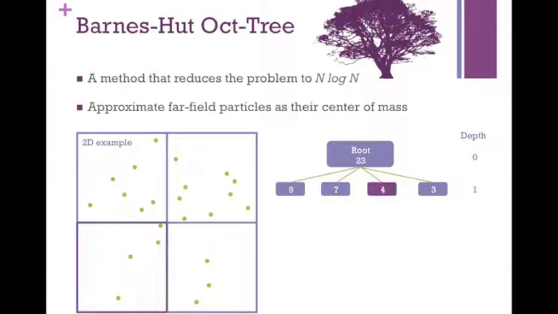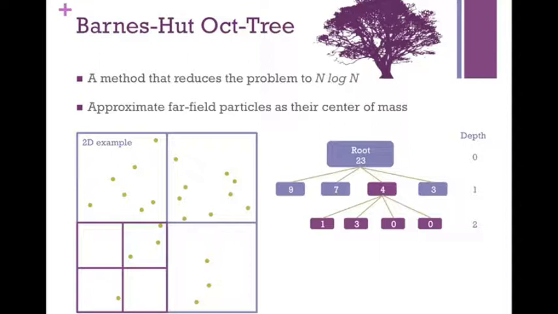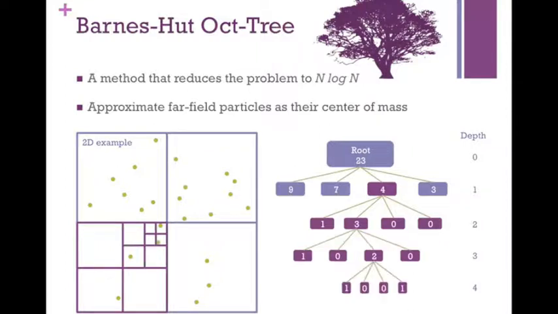Let's focus on the quadrant highlighted here and subdivide it further. Now 2 of the new branches are empty, and another contains a single particle. But the top right quadrant needs to be divided further until each particle has a cell to itself. In this case, 4 levels are needed to subdivide the space fully. But how do this hierarchy and tree representation help us to approximate the force calculation?